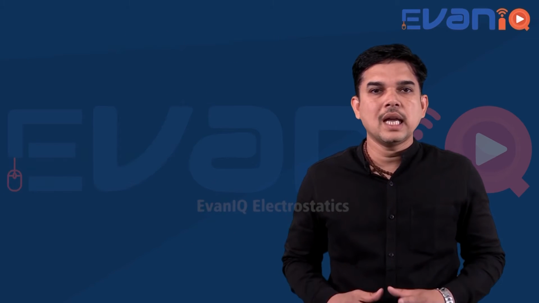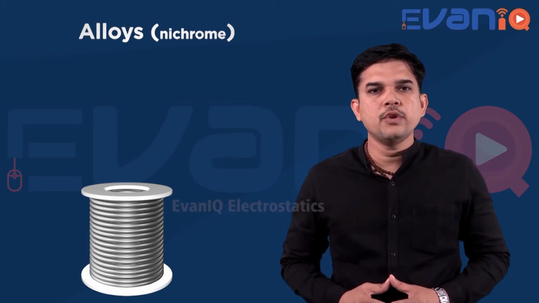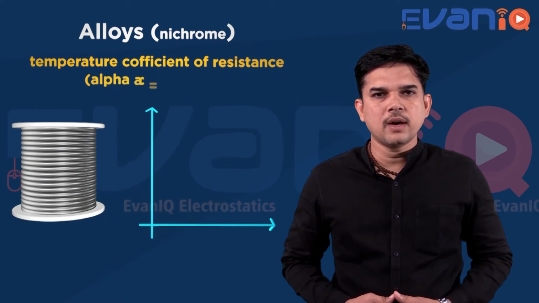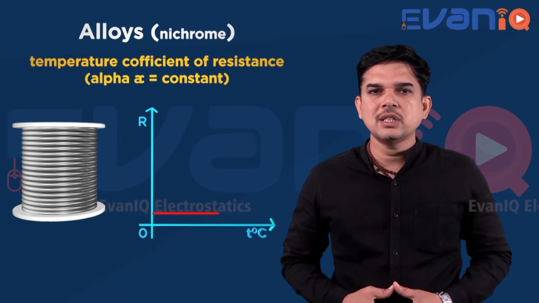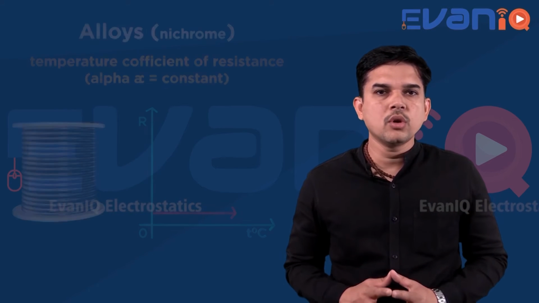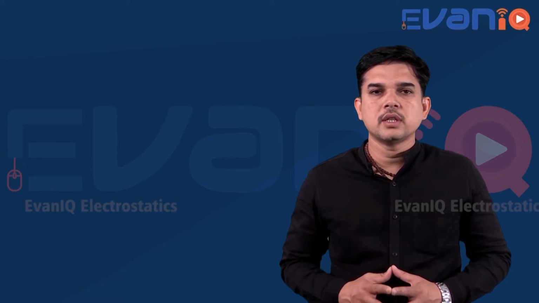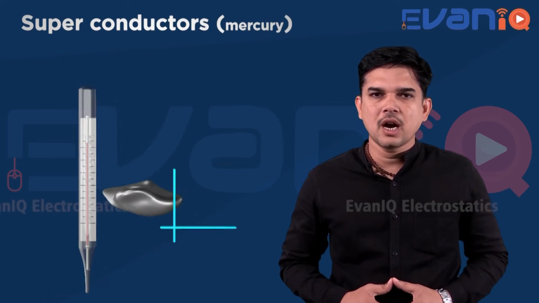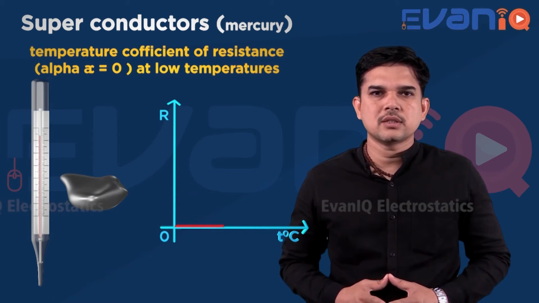And the last, alloys, we get a fixed or constant value of temperature coefficient alpha, which will never change with the change in temperature. One more substance with the temperature coefficient 0 is superconductor, and the graph will be on the axis.